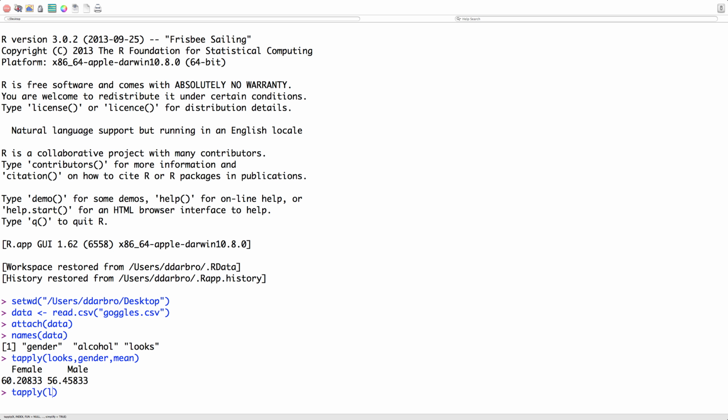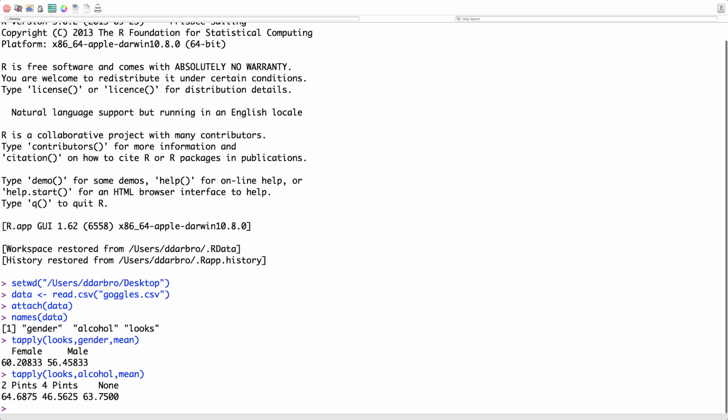Next thing I'd want to do is look at looks over alcohol. And okay, we start to see a little bit of a difference here, don't we? The attractiveness quality of the people who had no alcohol was 63.75. It was actually a little higher for those who had 2 pints, but those who had 4 pints, it looks like they weren't quite as picky after the 4 pints.